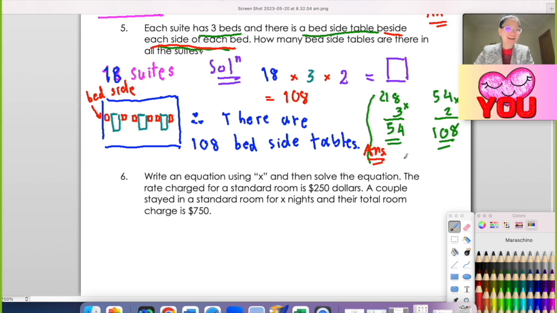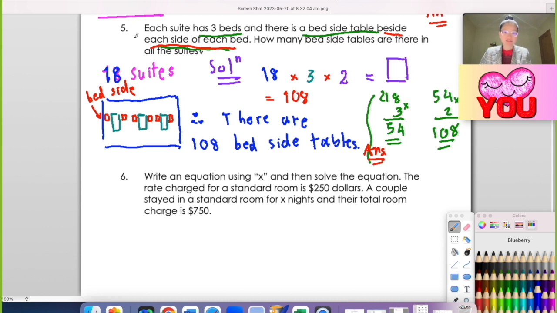Does it make sense, Grace? Are you okay? Can you read question number 5 again? Grace, can you read question number 5 again? Each suite has 3 beds and there's a bedside table beside each side of each bed. How many bedside tables are there in all of the suites?